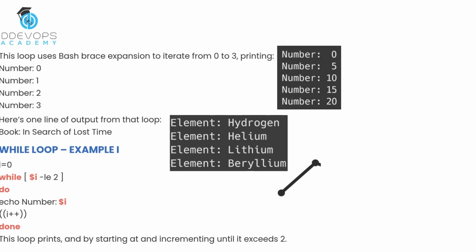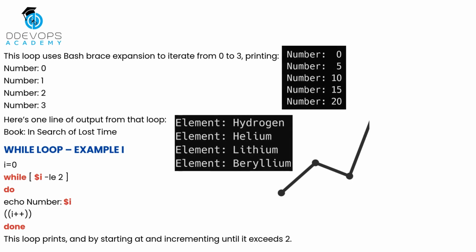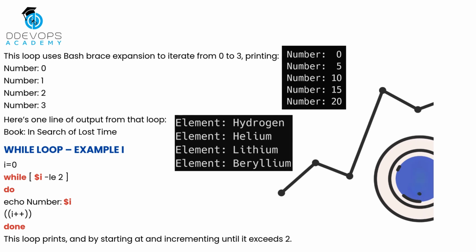Let's wrap up with the while loop. Unlike for loops, while loops run as long as a condition is true. In this example, we start with i equals 0 and keep printing numbers until i exceeds 2. This gives us fine control over loop behavior. Whether you're using brace expansion or conditional loops, Bash scripting makes repetition simple and efficient.